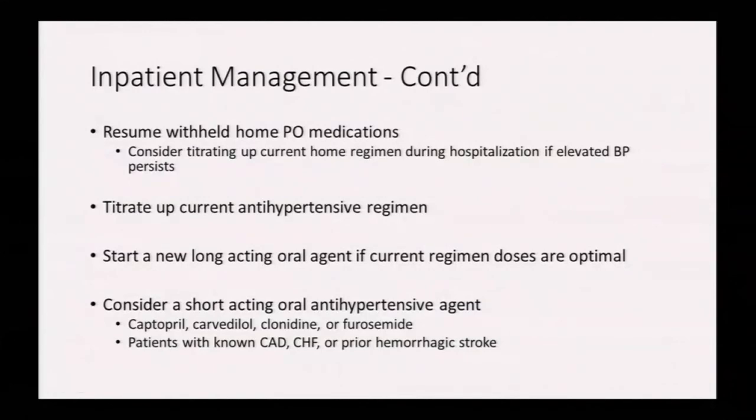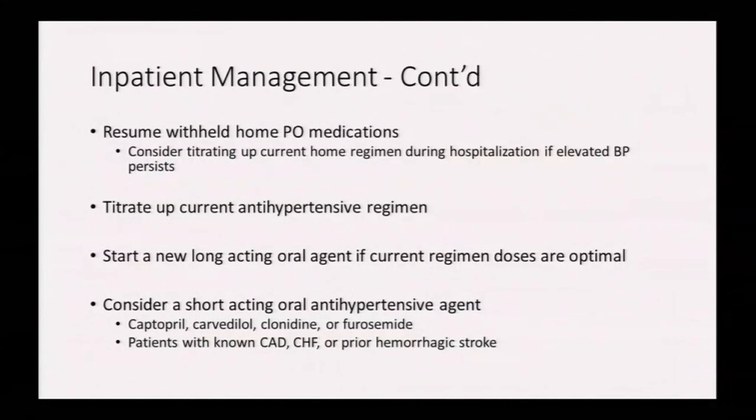Now, if for any compelling reasons, like if your patient had a history of hemorrhagic stroke or heart failure or coronary artery disease, and you want to lower their numbers quickly, then you could probably consider any of the short-acting oral agents like captopril, Coreg, clonidine, furosemide. The one that has the best evidence is captopril or ACE inhibitor in general, but captopril is a short-acting one, and it could give you good results quickly, quicker than the other ACE inhibitors. So this is an option that you could use if you really have a reason for it.